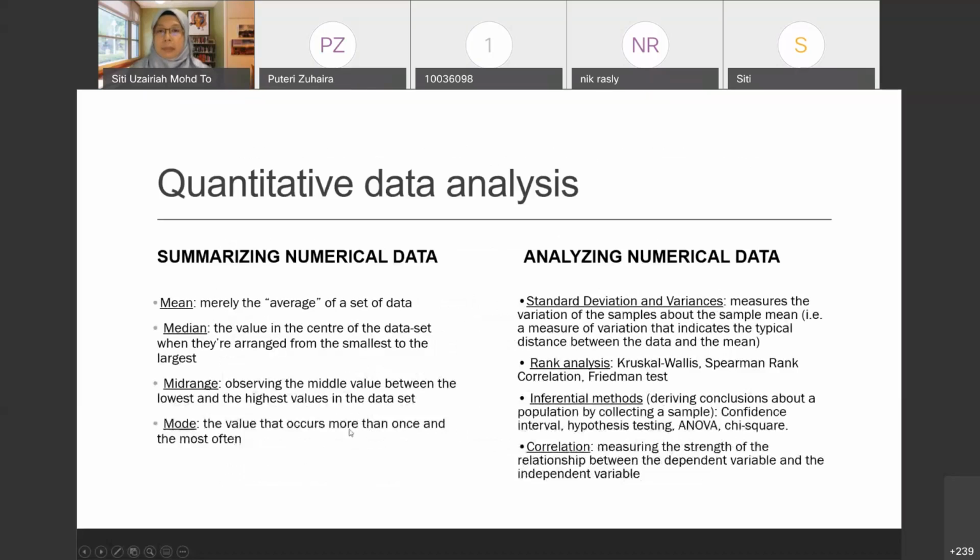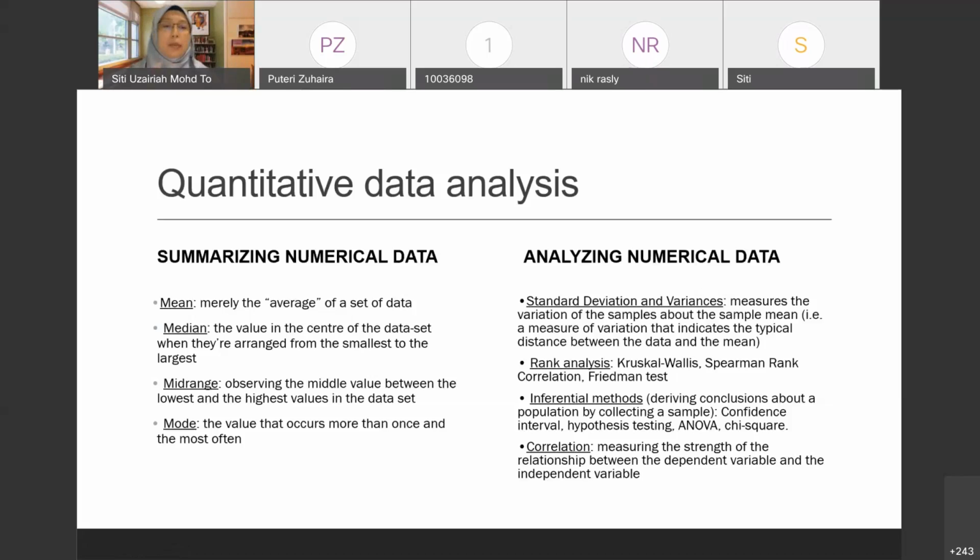Okay. And then after we collect, we actually analyze our data. So summarizing numerical data in quantitative is actually looking at the mean, the average of a set of data, the median, the mode, and also other complex statistical formulas like standard deviation, Kruskal-Wallis, Spearman, inferential methods, correlation. So some are very descriptive, it's just summary. Some may be very technical. They have different statistical formulas. So you need to understand.